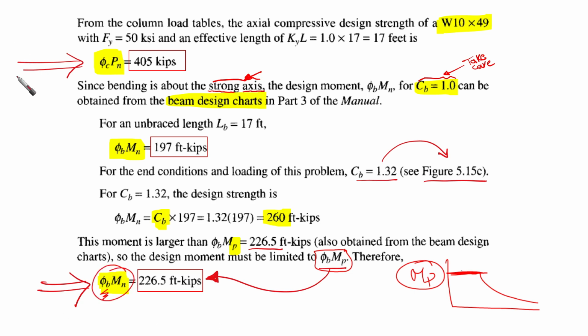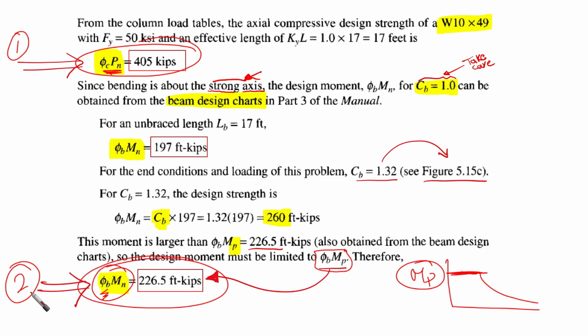So now we got from here number one, which is the term for axial load. This is the nominal strength or available strength for axial load. Here, number 2 is the available strength for flexural behavior, or for the moment term. So now we have these two terms in our hands. Let's see how we can apply the interaction equation.